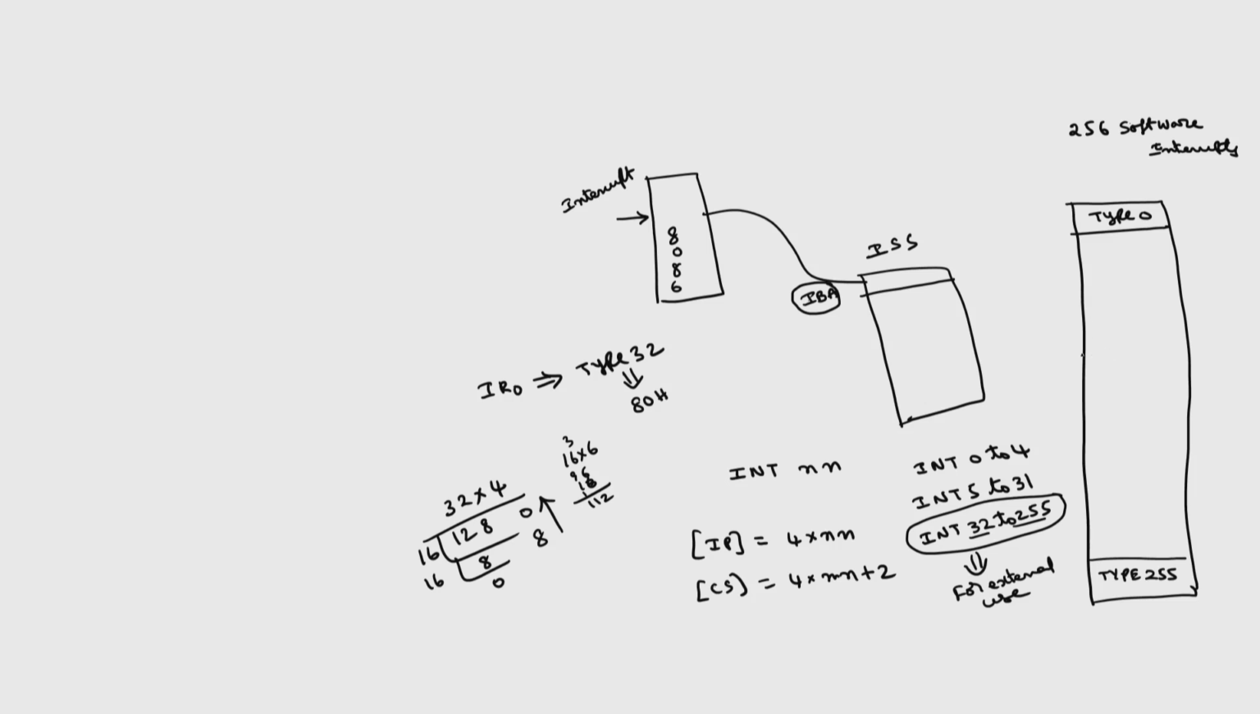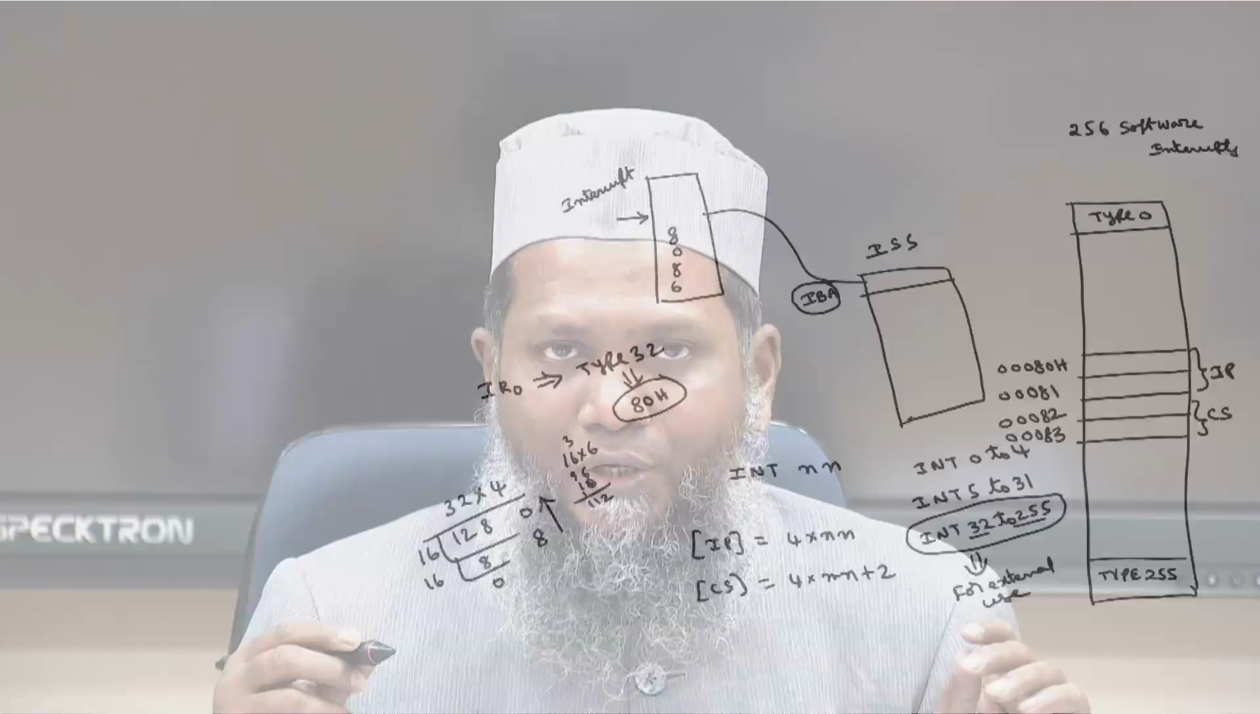So in 00080H and 00081H you have to store IP, and in 00082H and 00083H you have to store CS. Then you have to jump to the corresponding address. This way the IP values will be here and the CS values will be here. Using these IP and CS values it will compute the interrupt branch address. So this is also another specification that you can give to program the 8259.